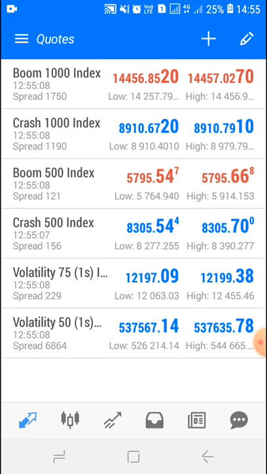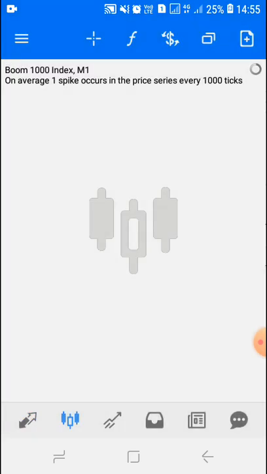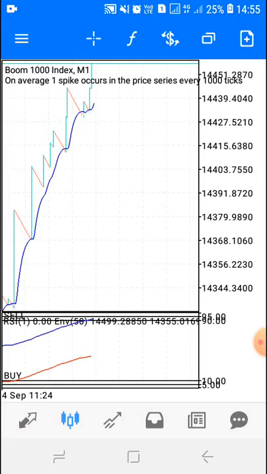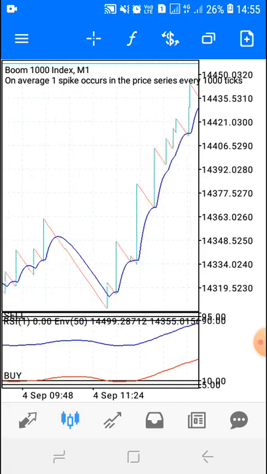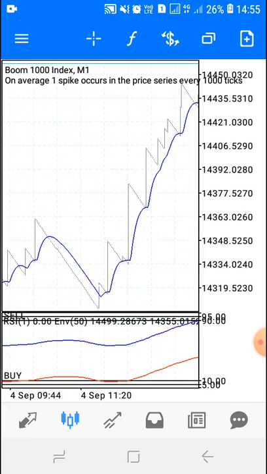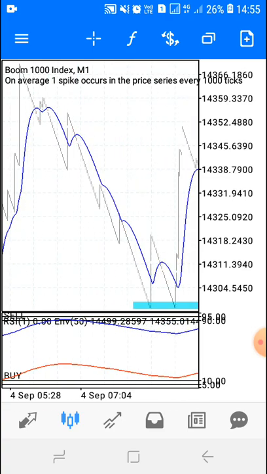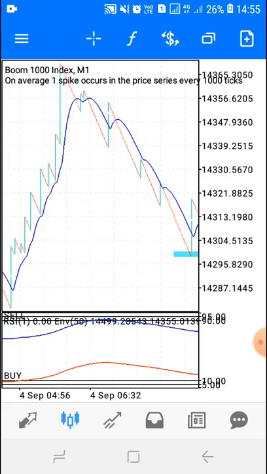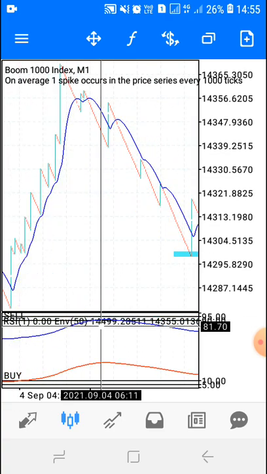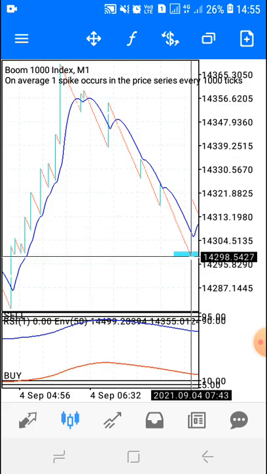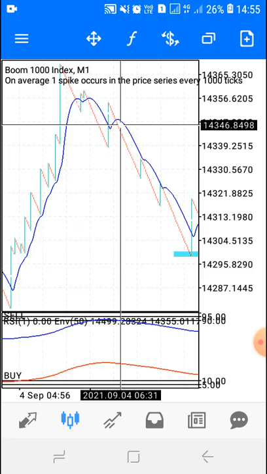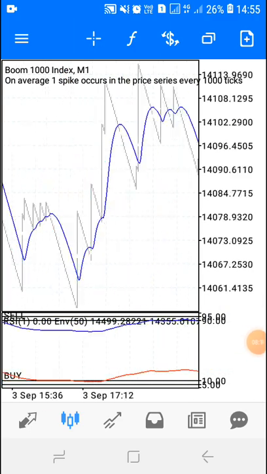Now in Boom 1000, you do the exact opposite. For example, when the market is at the 90 level, like this over here, what you want to do is wait for the crossover, then you sell. You only take 3 to 5 candles, then you're out of the market. Now let me show you another example.